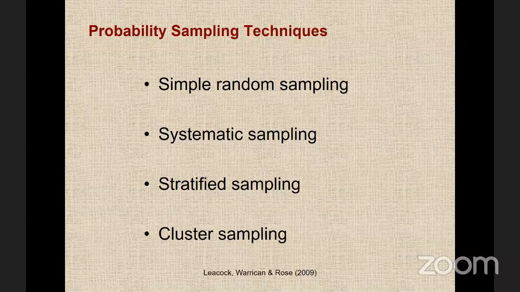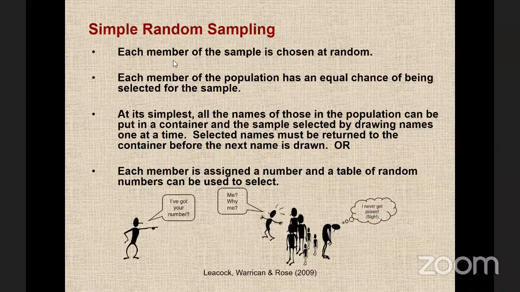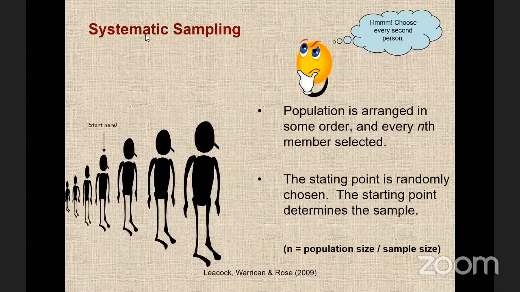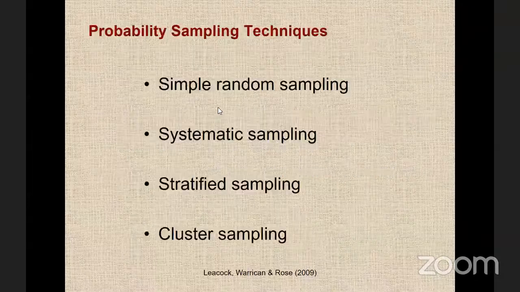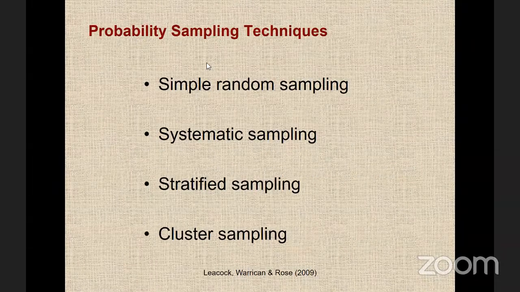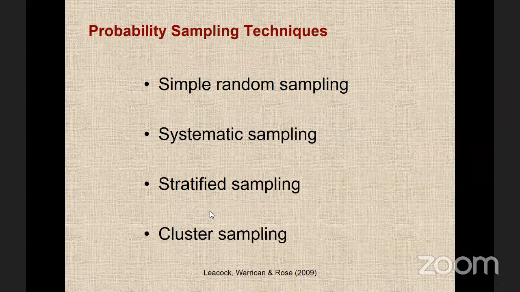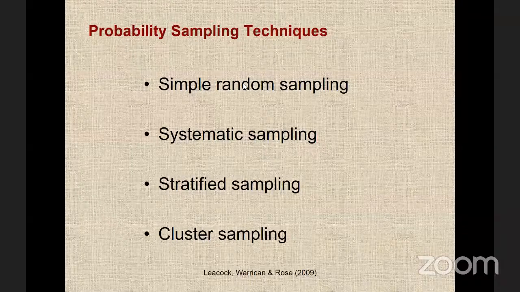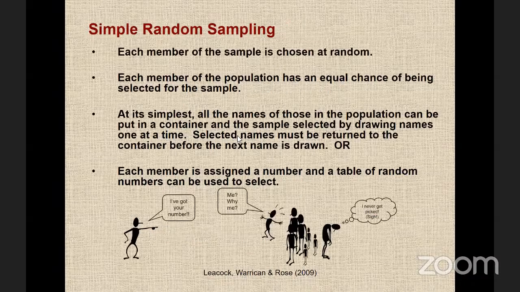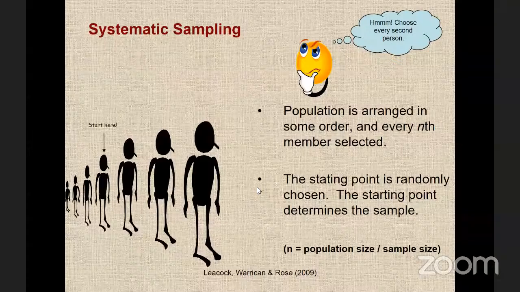Anyway, moving on. Let's talk about each of these probability sampling techniques in turn. Systematic sampling is fairly simple. It's where the population is arranged in some order, so you actually have a list of everybody. For all of the probability sampling techniques, you have to have a list of everybody in the population, or you cannot do it. If you don't know who's in the population, how can you select randomly? The only way you can do systematic sampling is if you have a list of everybody in the population.